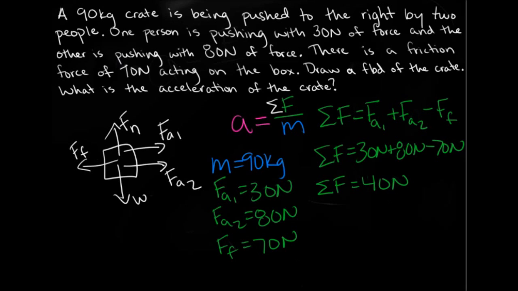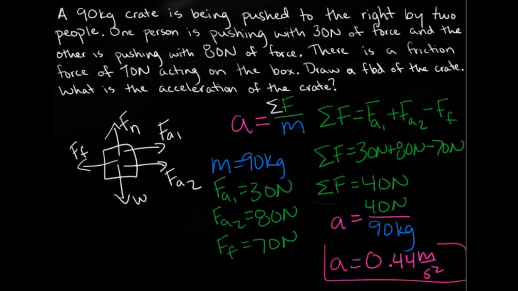Now I can put that into the equation. Acceleration equals 40 newtons over 90 kilograms. So acceleration equals 0.44 meters per second squared. And that is my answer.